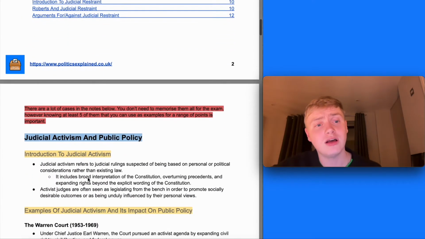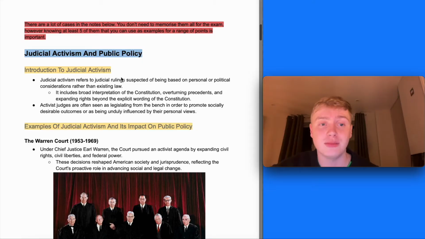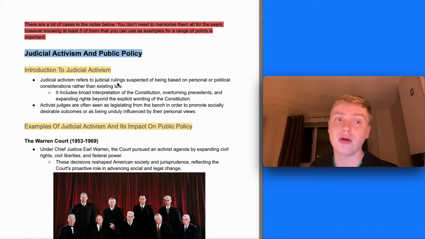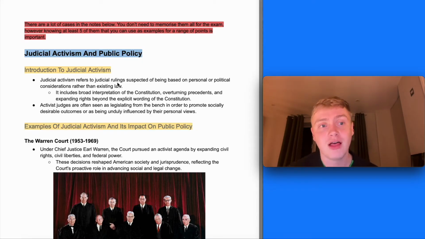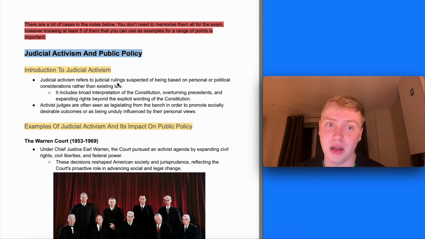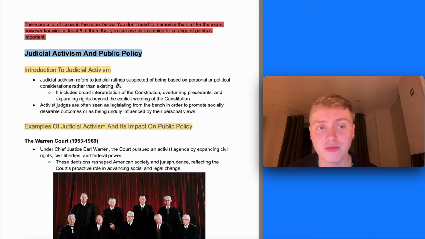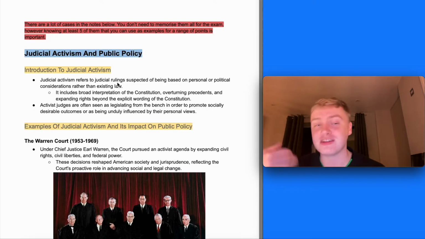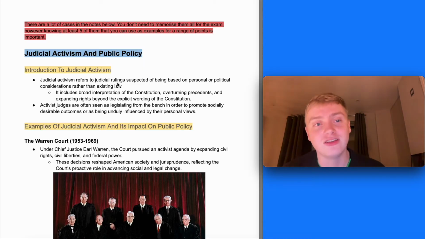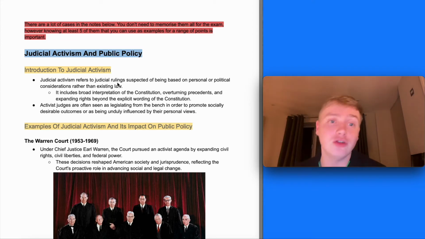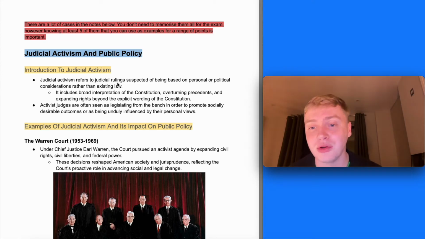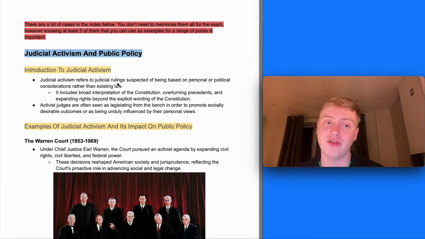So what we're going to start off with is judicial activism and public policy. But first, a quick note to say, and I'll put this in red above, there are lots of cases in the notes below, and you don't necessarily need to memorise all of them for the exam. So don't feel overwhelmed that you need to know every single case. What's important is knowing at least 5 of them that you can use as examples for a range of points when answering essay questions. Starting off with judicial activism.